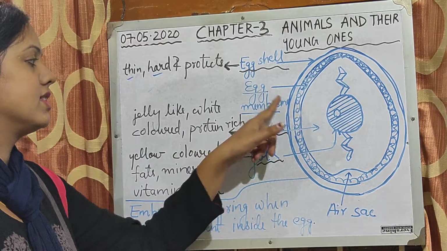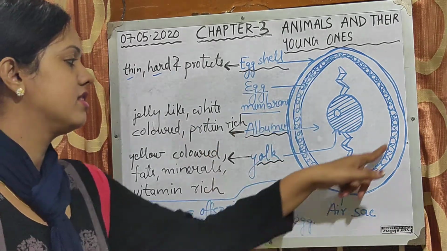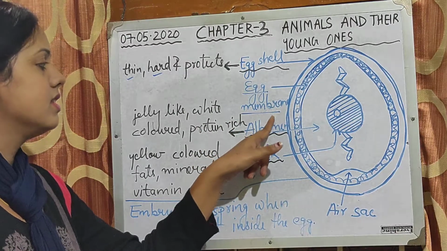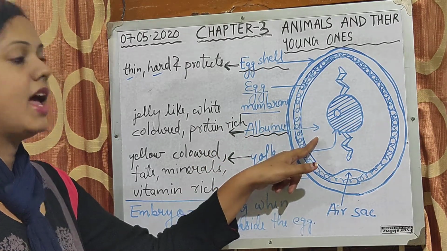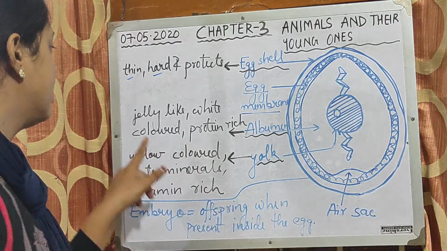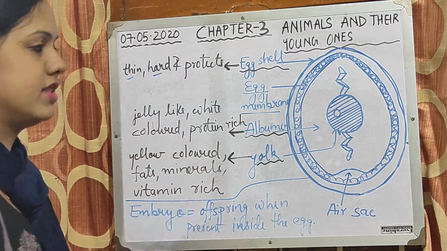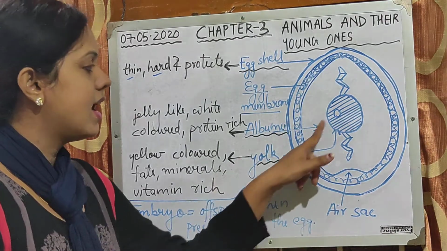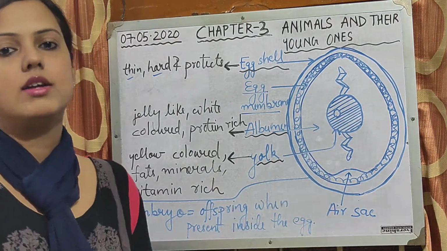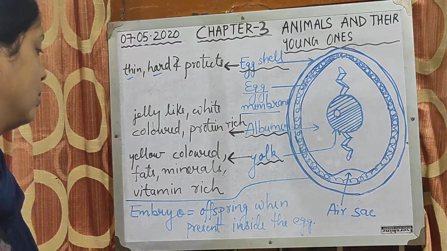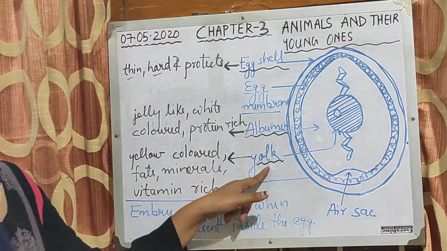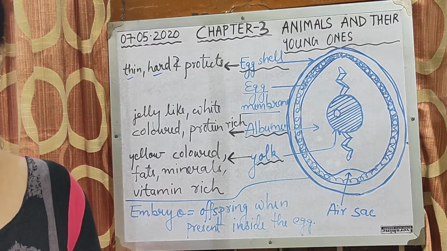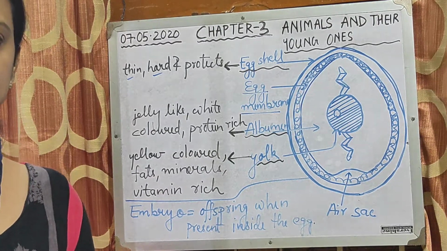Inside the eggshell is the egg membrane, this spiral structure. So inside the eggshell is the egg membrane. Inside the egg membrane is present albumin. Albumin is a jelly-like white-colored substance and it is rich in proteins. Inside the albumin, a yellow-colored substance is present which is known as the yolk. And yolk contains the nutrients required by the embryo for its growth and survival.